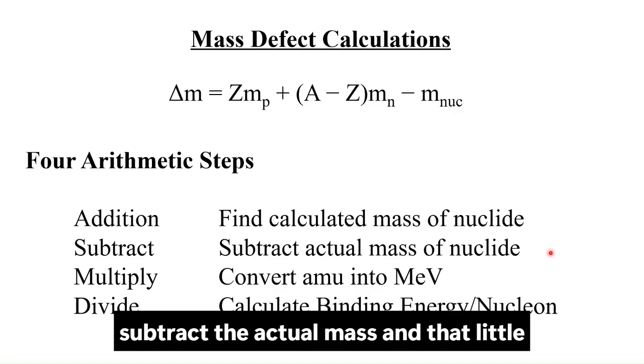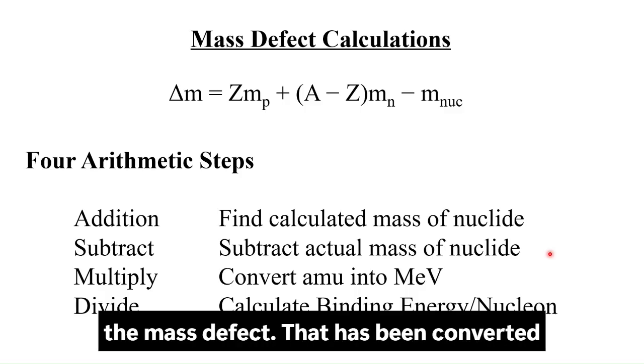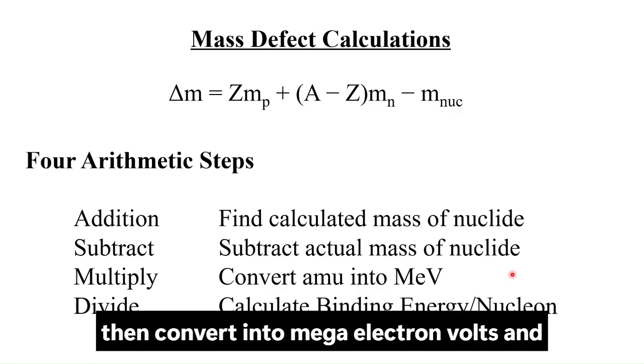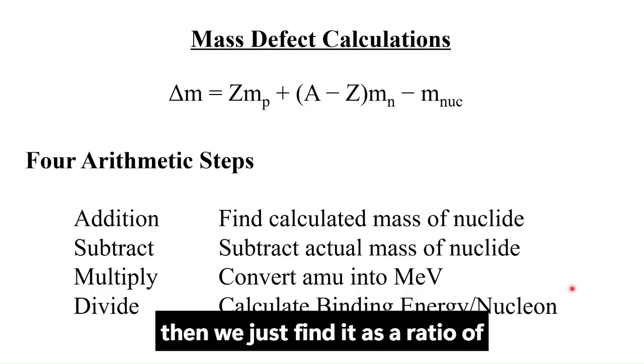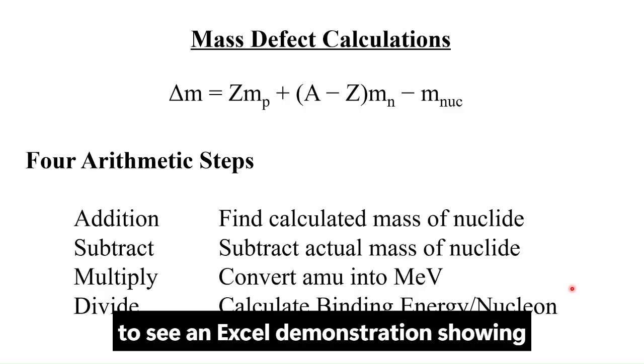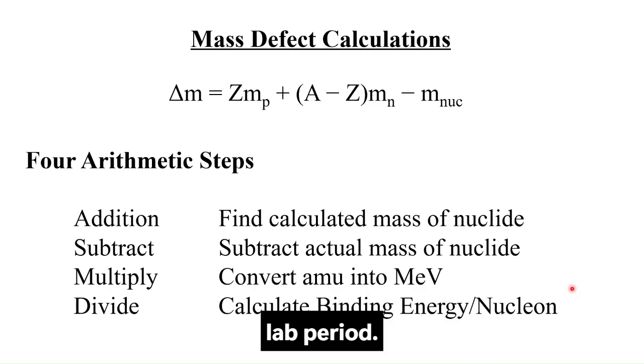Then we subtract the actual mass, and that little bit of difference in the mass is called the mass defect. That has been converted into nuclear binding energy, which we can then convert into mega electron volts, and then we just find it as a ratio of nuclei. On the next slide, you're going to see an Excel demonstration showing what the students actually do during the lab period.